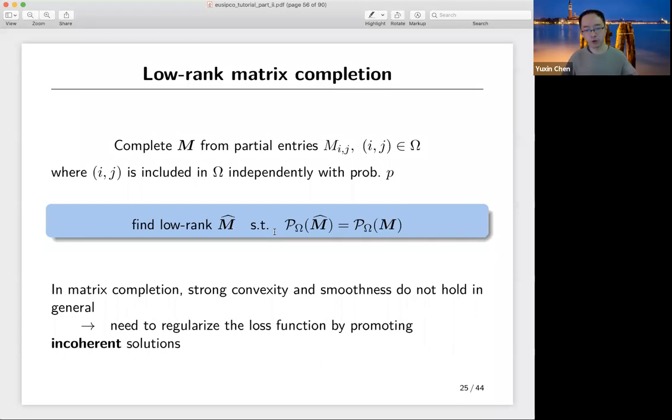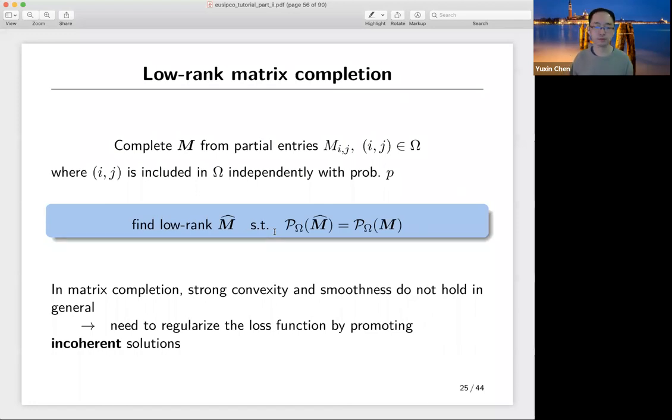Throughout this talk, we are going to make some assumptions about the sampling set. We're going to consider random sampling such that each entry is observed independently with probability p. This problem shares quite a bit of similarity with the phase retrieval problem I just mentioned, but it turns out to be even harder.